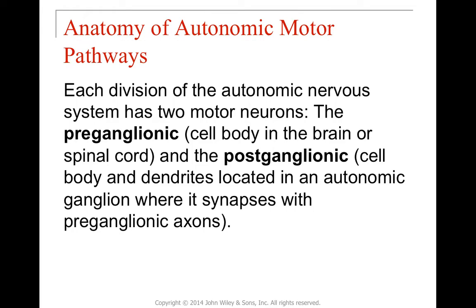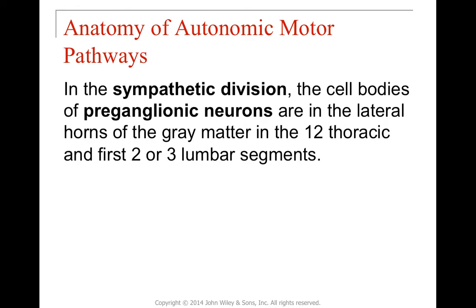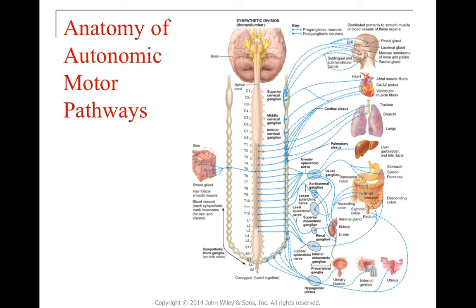And then the postganglionic cell body is going to be outside, obviously, of the spinal cord, and it's going to be found directly at that autonomic ganglion, which is basically where the pre and the postganglionic neurons are going to synapse. And then it's going to take that information from that synapse and send it out through its axon to whatever the effector tissue is. Again, we have sympathetic and parasympathetic divisions. In the sympathetic division, the cell bodies of the preganglionic neurons are basically going to be found in the lateral horns of the gray matter, and they're found either in the 12 thoracic or the first 2 or 3 lumbar segments. What does that look like?